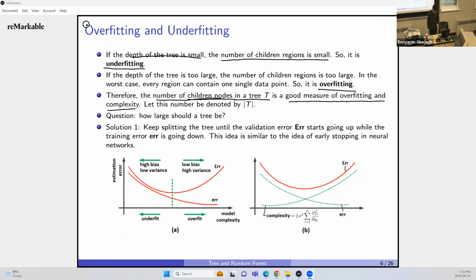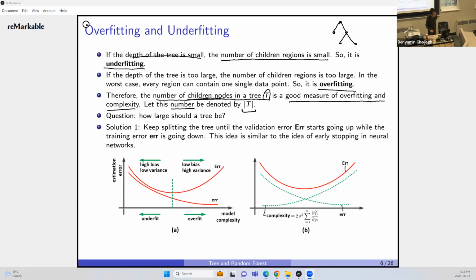So what do we do? We have already explained that. Therefore, the number of children nodes in a tree, denoted by T, is a good measure of overfitting and complexity, right? Let the number of children in the tree be denoted by cardinality of T. So what do I mean? So I have this tree.